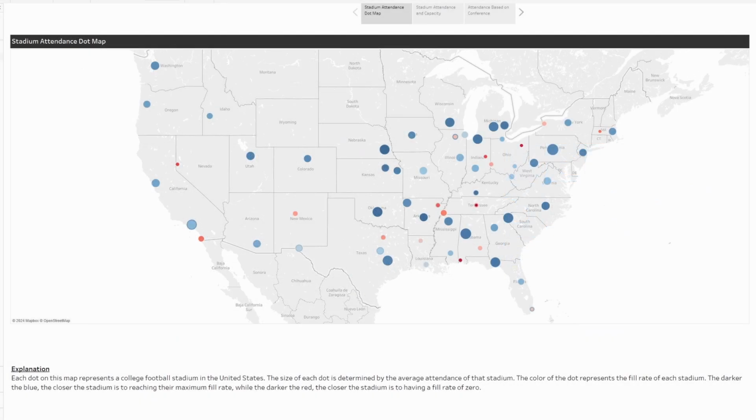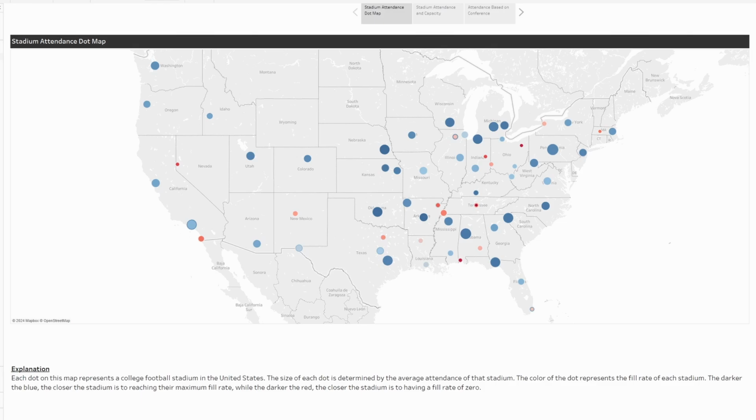Starting off here, we have our stadium attendance dot map. Now this is an incredibly useful infographic. Each dot on this map represents a college football stadium here in the United States, and the size of each dot is determined by the average attendance of the stadium. The color of the dot represents the fill rate of each stadium, and the darker blue, the more each stadium gets filled.